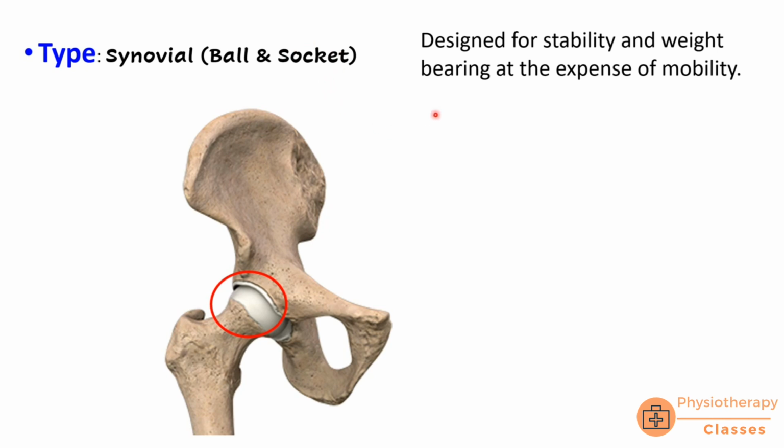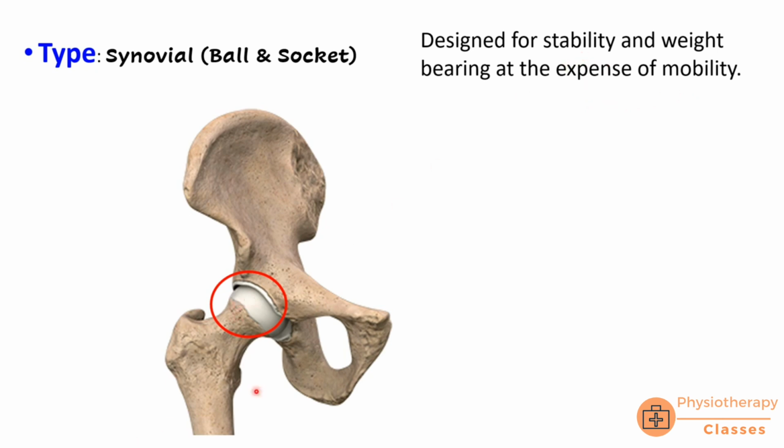But before that, let us see here, the hip joint is designed for stability and weight bearing at the expense of mobility. So mobility is slightly restricted here, but it is a very stable joint here. Unlike shoulder joint, where the mobility is more and the stability is compromised.